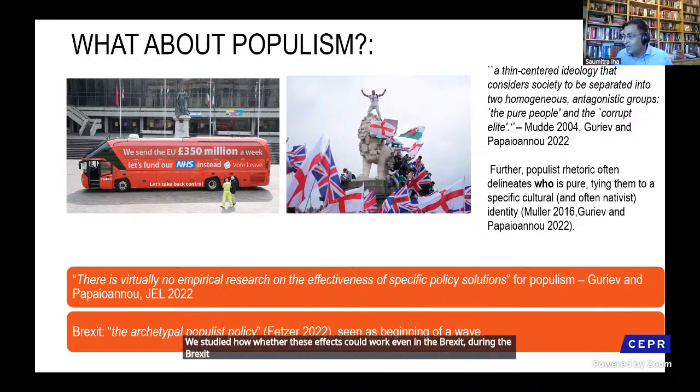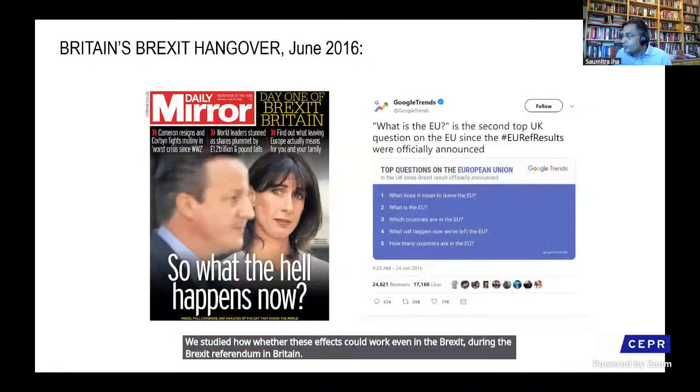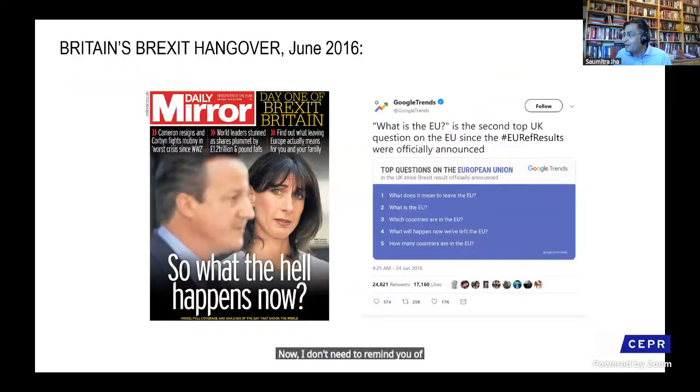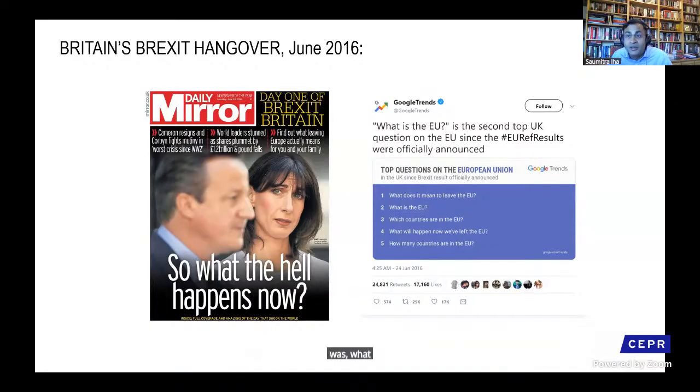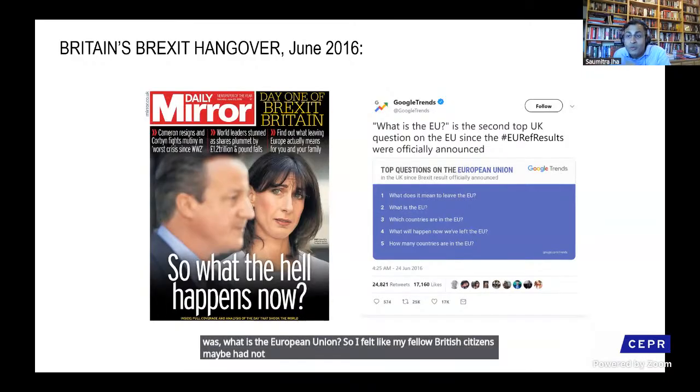Brexit referendum in Britain. Now, I don't need to remind you of the Brexit referendum. The one thing that struck me, as I'm British as well as American, and I like to think Indian, was that the day after the referendum, the number two question trending in Britain on Google was, what is the European Union? So I felt like my fellow British citizens maybe had not thought this through quite as much as they should have on this momentous decision.